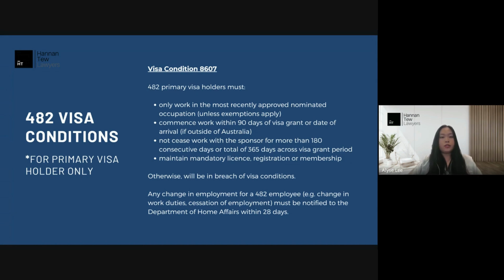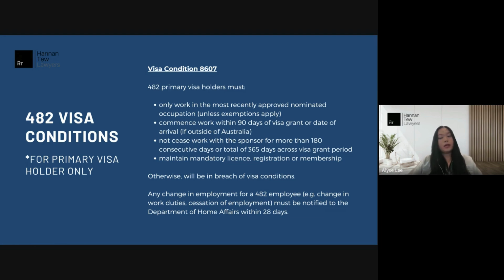Applicants will also need to only work for their approved sponsor or associated entity of the sponsor. If the sponsor changes, but they're in the same occupation, then a new nomination will need to be granted before they start work. If they do cease work with their sponsor, then they will have 180 days to work for any other employer in any role until they find a new sponsor or they apply for a new visa. They can do that as long as it's a total of 365 days across their visa grant period. So they can be working without an approved nomination for a total of 365 days.